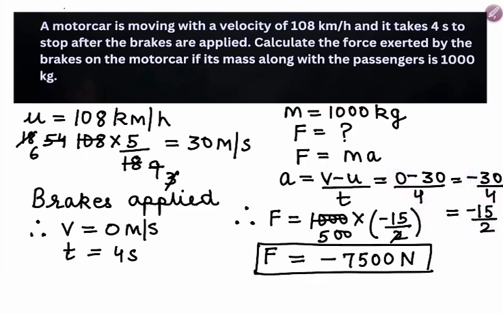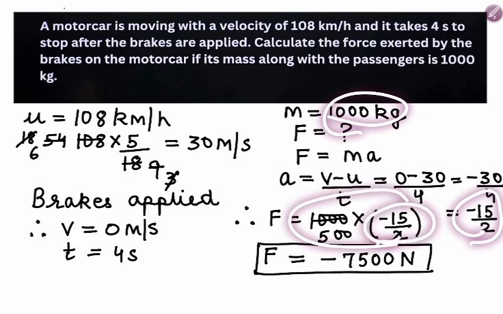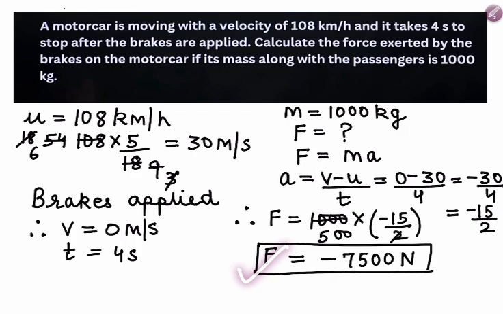Right, children? Now, I will put in the values of mass and acceleration. So, force is equal to 1000 into minus 15 upon 2. After doing the calculation, my answer has come out to be force is equal to minus 7500 Newton. And this way, we have solved the numerical.